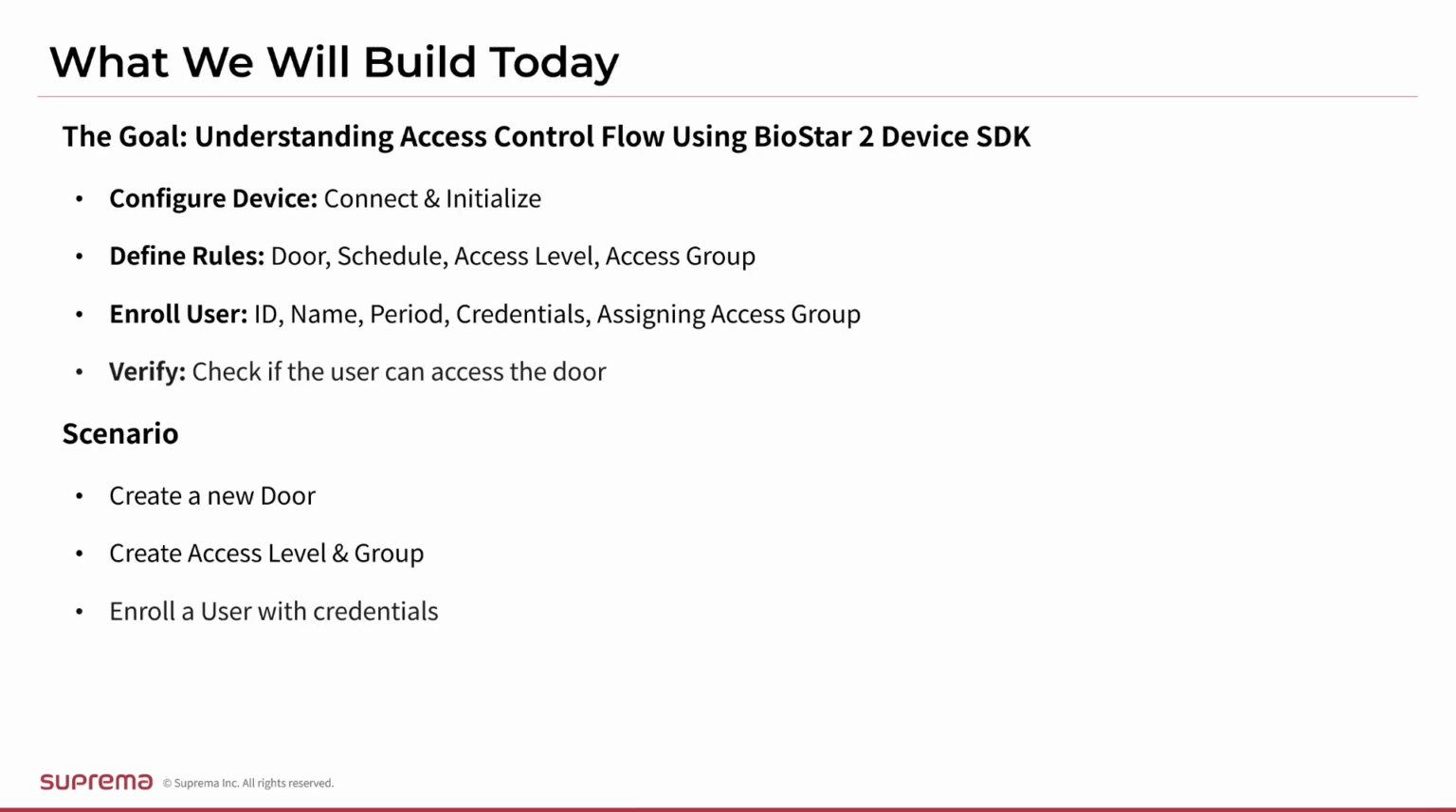All right, let me give you a quick overview of what we're building today. Our goal is to understand the access control flow using the BioStar 2 Device SDK. We'll go through 4 key steps. First, configure the device, connecting and initializing the device. Then, define rules, setting up doors, schedules, access levels, and access groups. Next, enroll user, registering users with their credentials and assigning the user to an access group. And finally, verify, checking if the user can access the door.